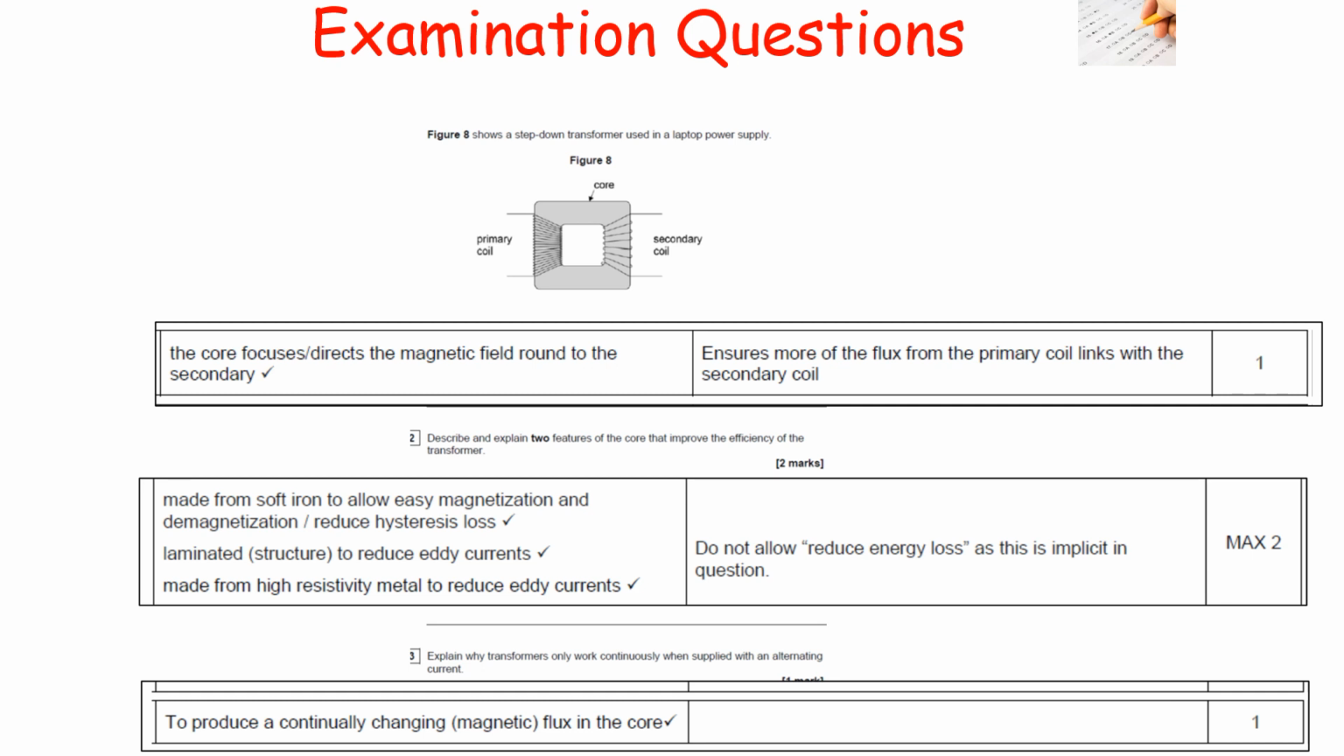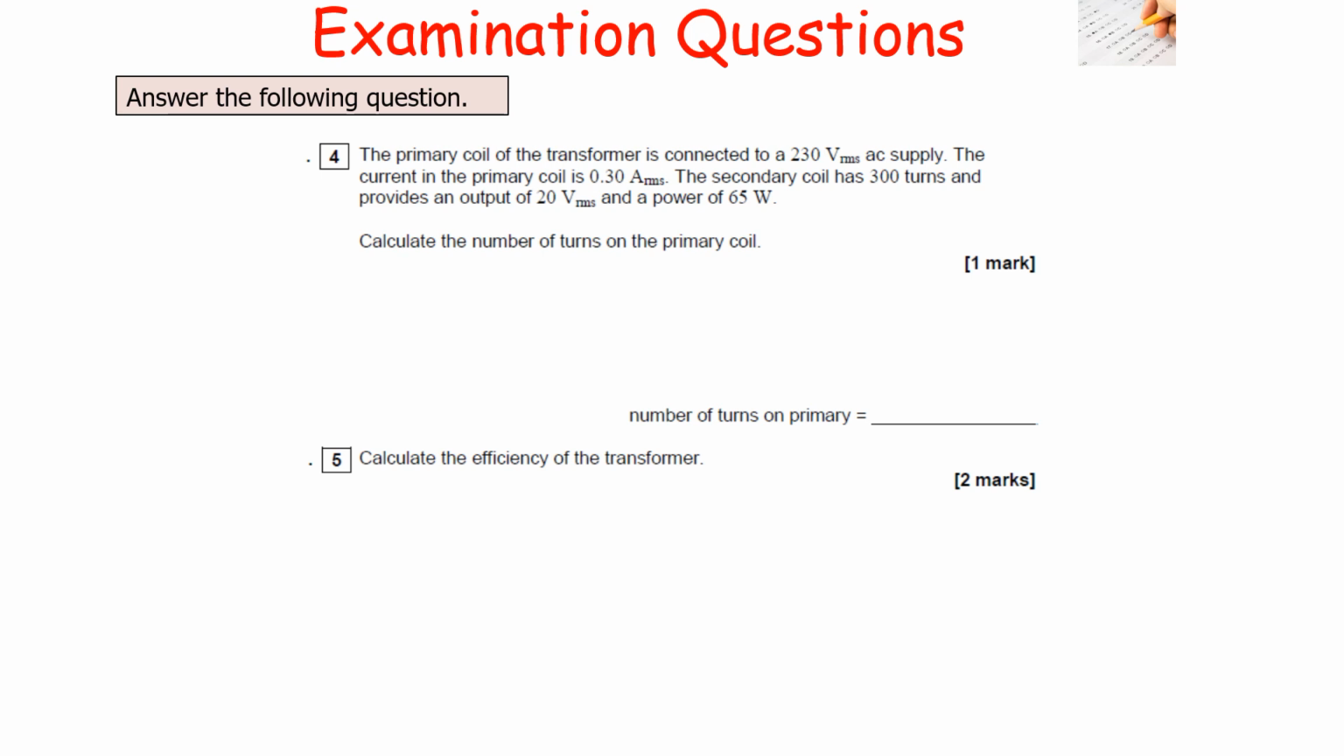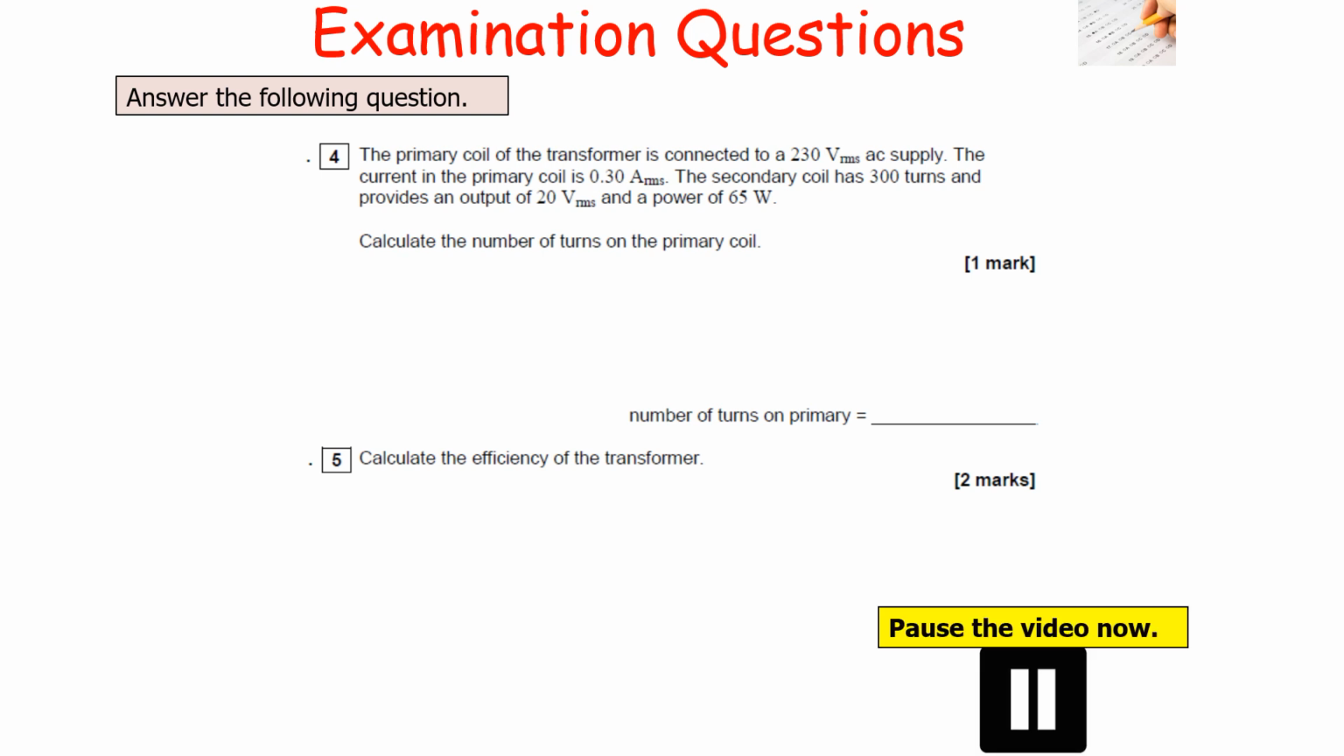The next question says a primary coil of the transformer is connected to a 230 V RMS AC supply. The current in the primary coil is 0.3 amps RMS and the secondary coil has 300 turns and provides an output of 20 V RMS and a power of 65 watts. Calculate the number of turns on the primary coil and calculate the efficiency of the transformer. So pause the video now, then unpause the video when you want to go through your answer.